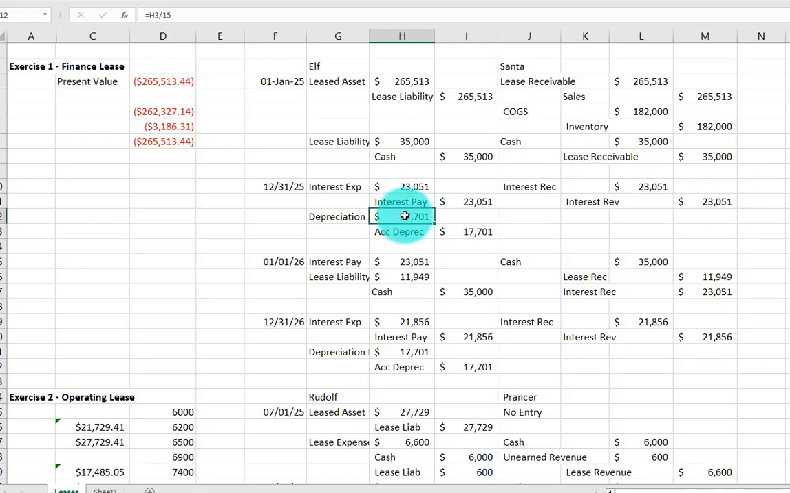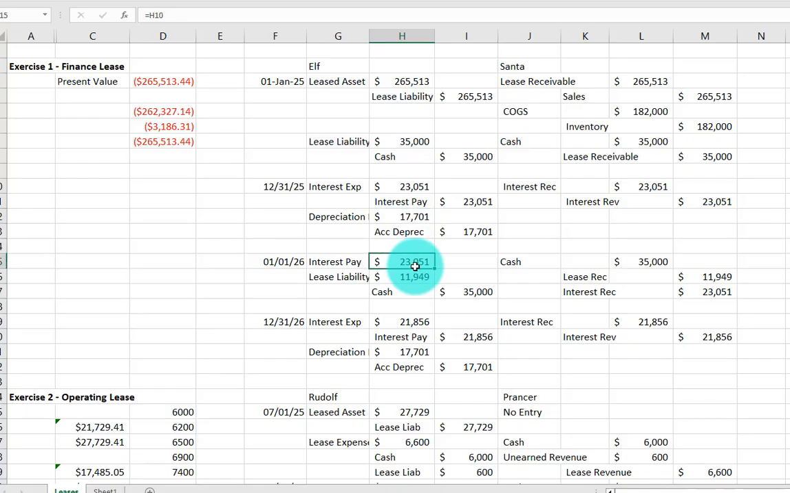Depreciation we calculated using the full useful life because this is going to change hands. This is for sure going to be ours. So the lease term is not the term that we use for depreciation, but the life of the asset.